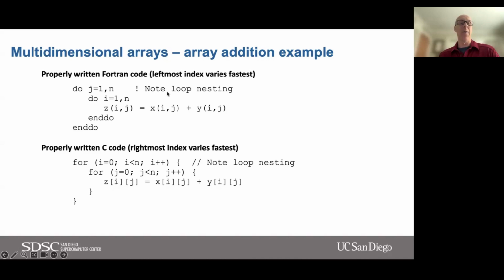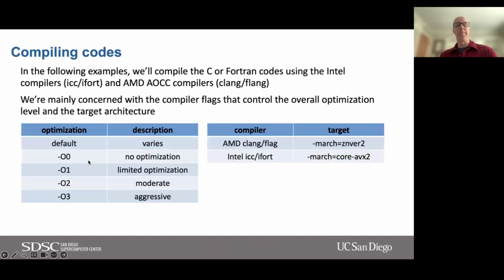In the Fortran code, I have do j equals 1 to n, then do i equals 1 to n, and then I'm adding the arrays element by element: Z of i,j equals X of i,j plus Y of i,j. When I go down to the C code, notice that the loop nesting is reversed. My outer loop is over the first index, i equals 0 to n. The inner loop is over the rightmost index, j equals 0 to n.